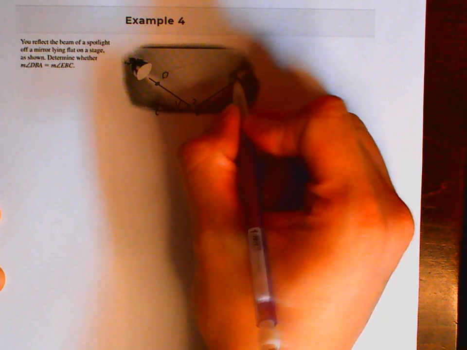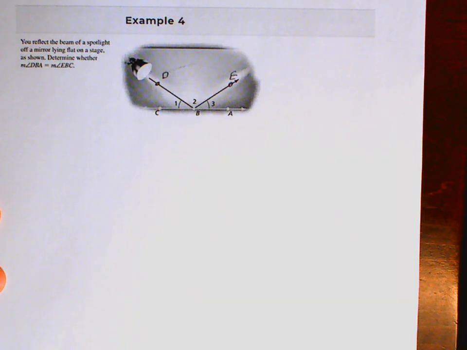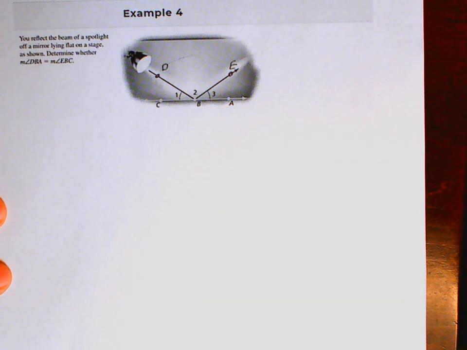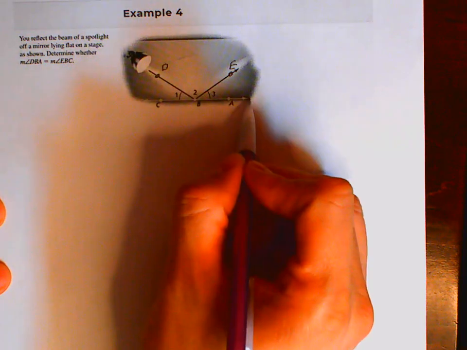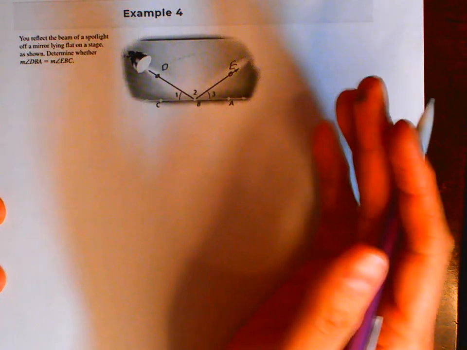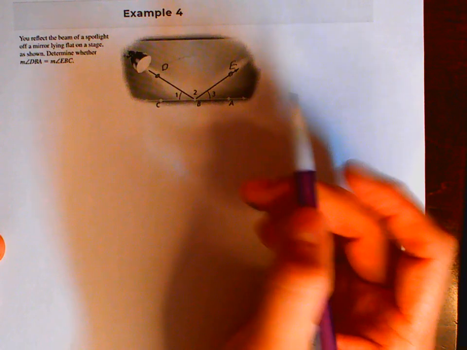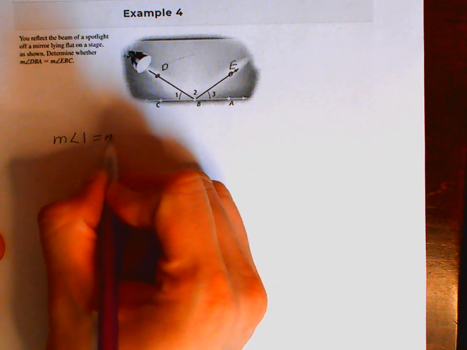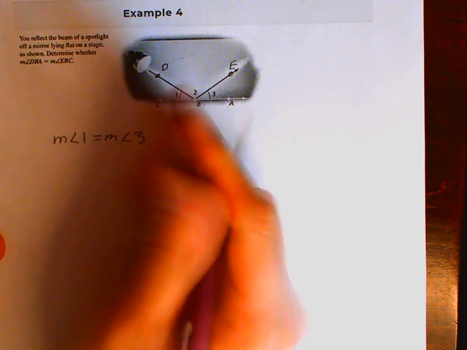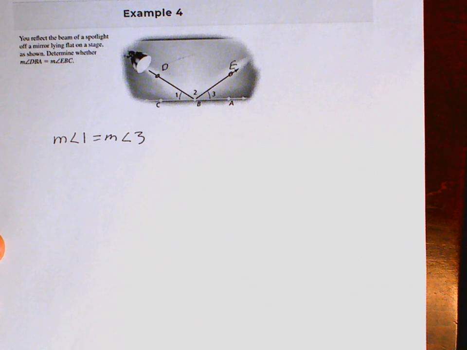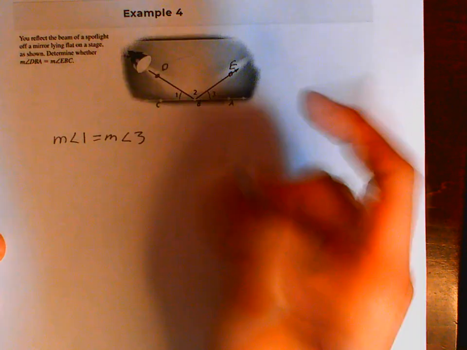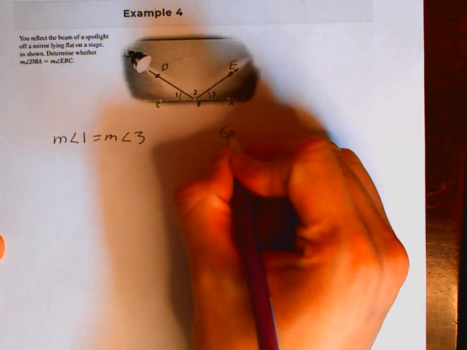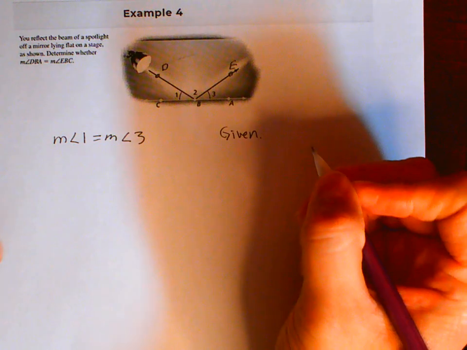My picture didn't come out that well. So they want to know if DBA is equal to EBC, and that's what I need to show. Now, according to this diagram, what I'm given is that the measure of angle 1 is equal to the measure of angle 3. Now, why is that? Well, it's marked in the problem. So technically, it's given.